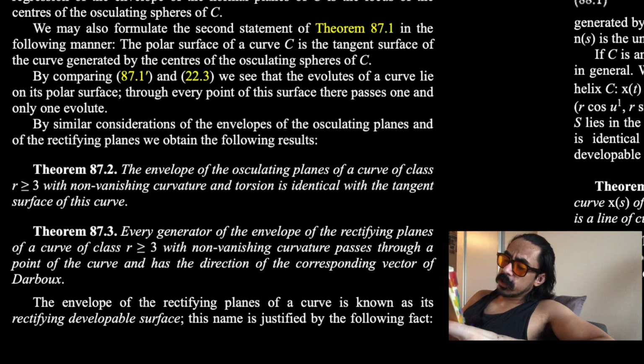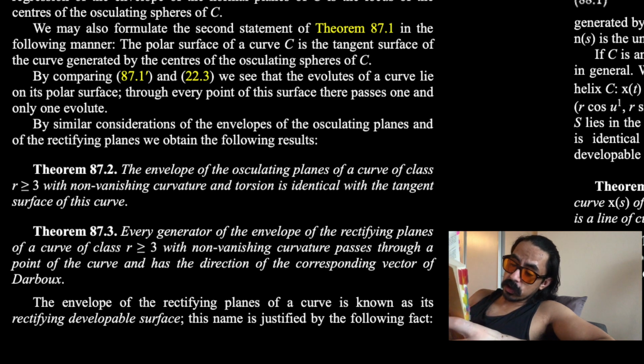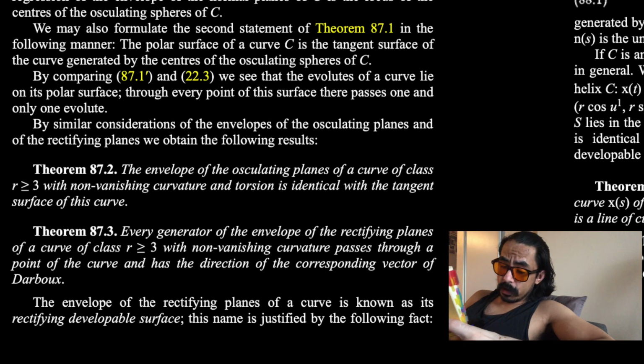The envelope of the osculating planes of a curve of class r greater than or equal to 3 with non-vanishing curvature and torsion is identical with the tangent surface of this curve. Theorem 87.3. Every generator of the envelope of the rectifying planes of a curve of class r greater than or equal to 3 with non-vanishing curvature passes through a point of the curve and has the direction of the corresponding vector of Darboux. The envelope of the rectifying planes of a curve is known as its rectifying developable surface.